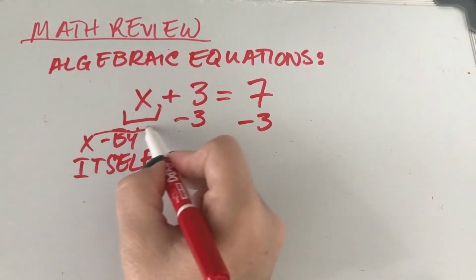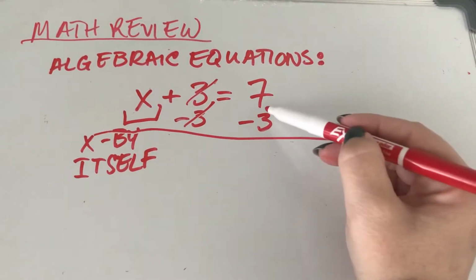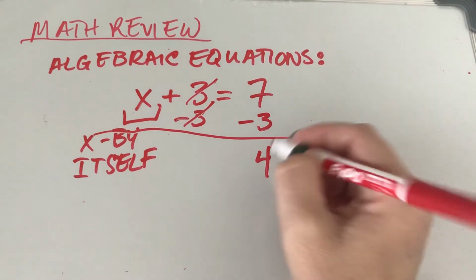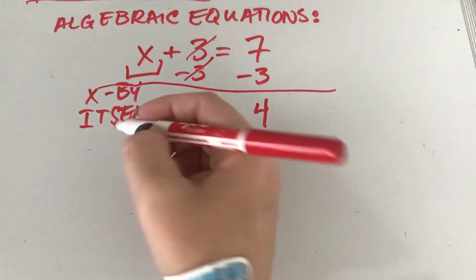So we subtract 3 here, that gets rid of the 3. Here, that'll give us 4. So now we know that x is equal to 4. Does that make sense, guys? Cool. Yes.